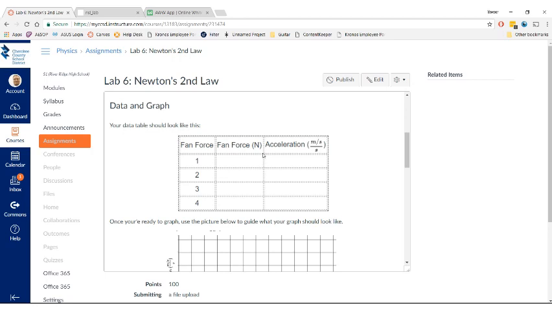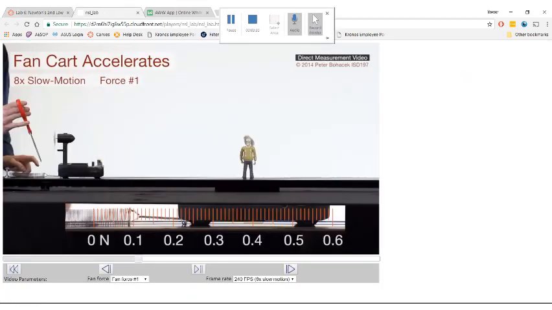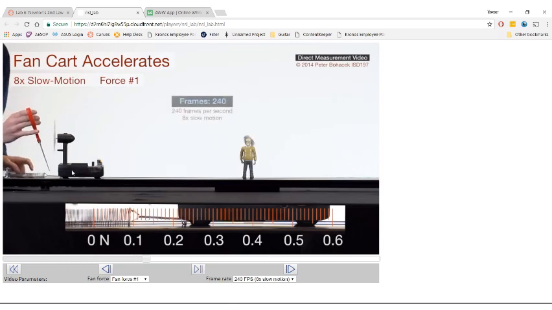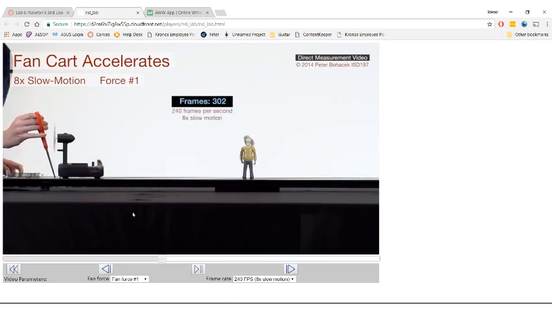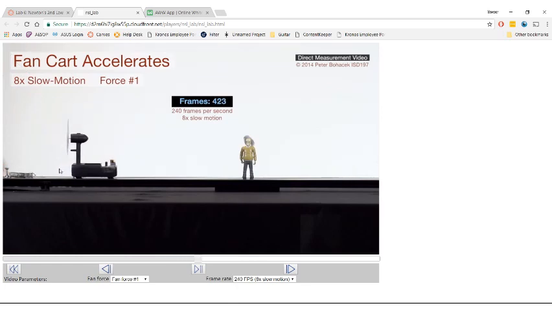Next, let's just go ahead and watch the video and see what happens before we talk about how to calculate the acceleration. So the person here is going to cut the string, releasing the spring, and then the fan will accelerate the cart across the track. So it starts out moving very slowly, and slowly but surely it picks up speed, and it is accelerating across the track.